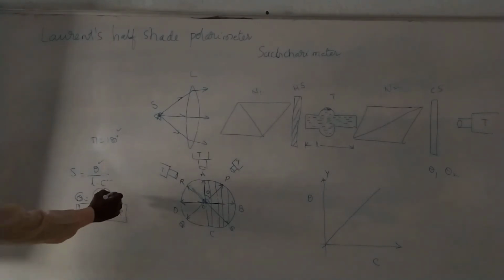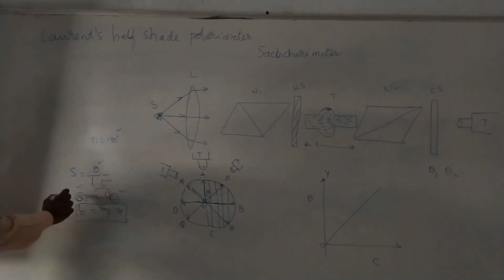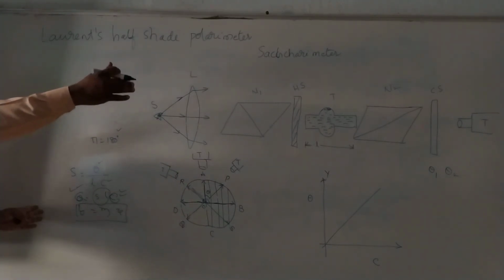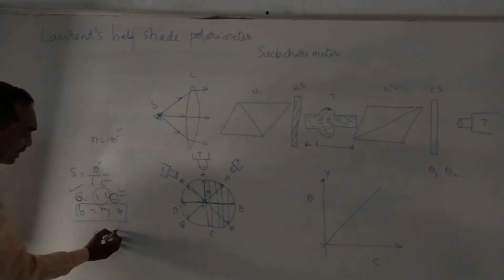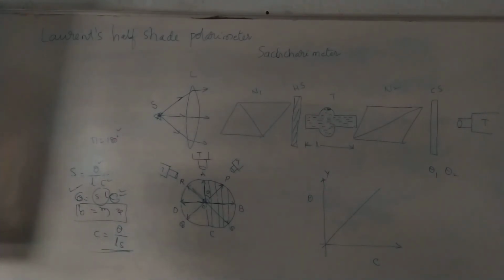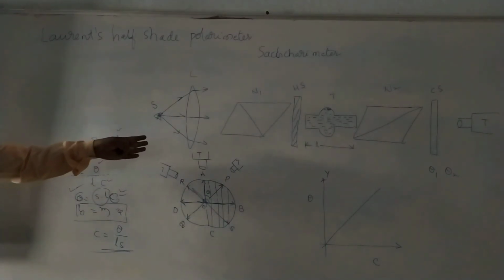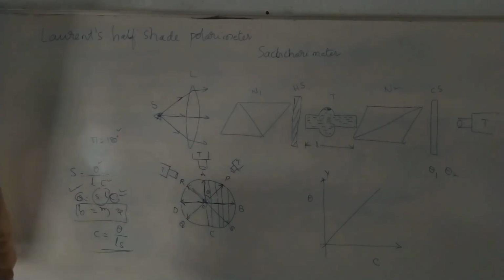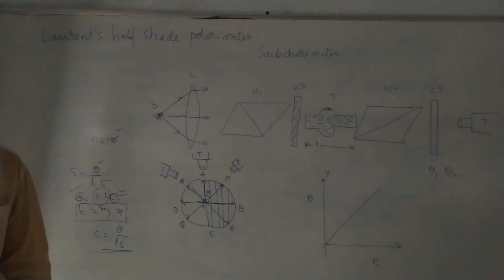If the concentration is known, we can calculate theta. If theta is known, the concentration can be determined. So we know theta by using this principle, and the concentration of the liquid can be calculated as theta divided by L into S. Okay, this is the procedure to calculate the concentration of the sugar solution using this Laurent half shade polarimeter.